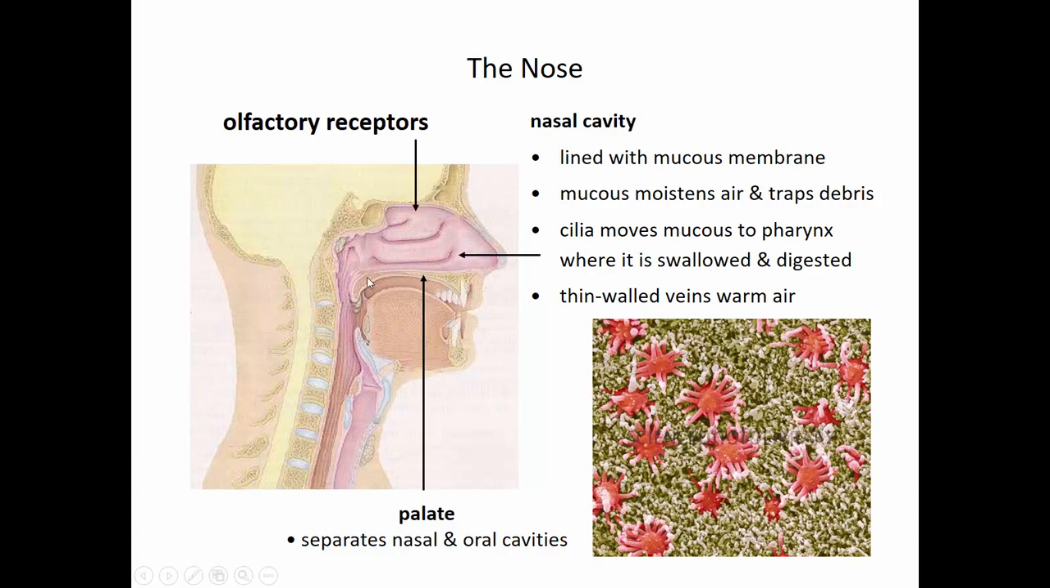This structure right here is called the palate, and it separates the nasal cavity from the mouth. And part of that palate is bone, and part of it is connective tissue.